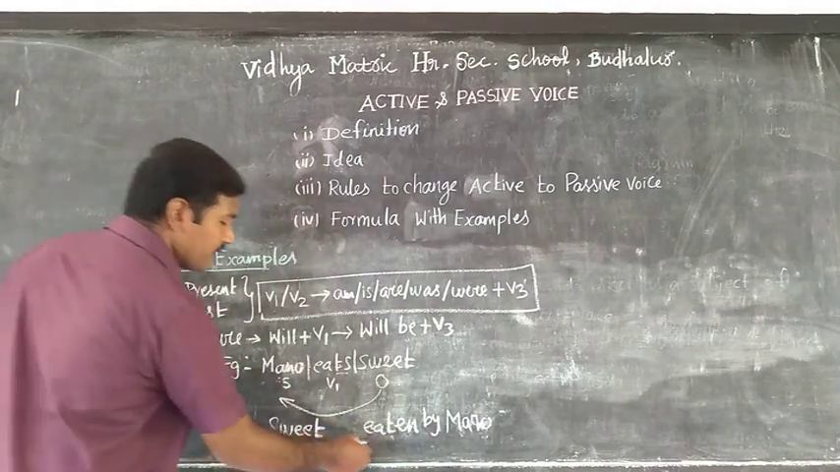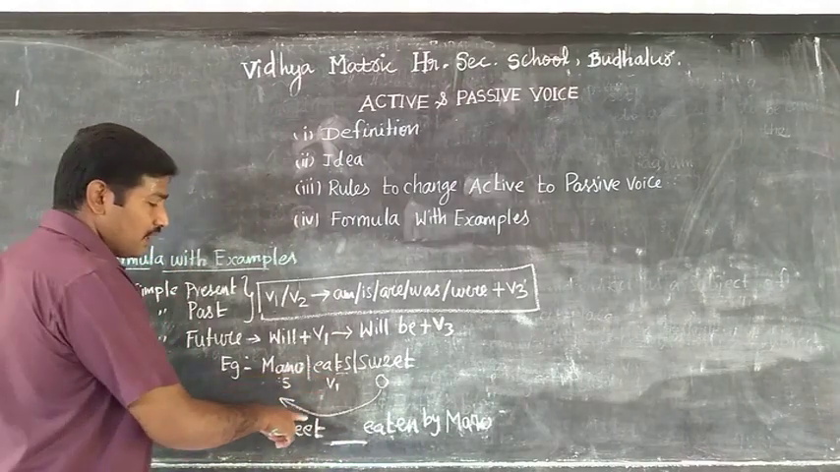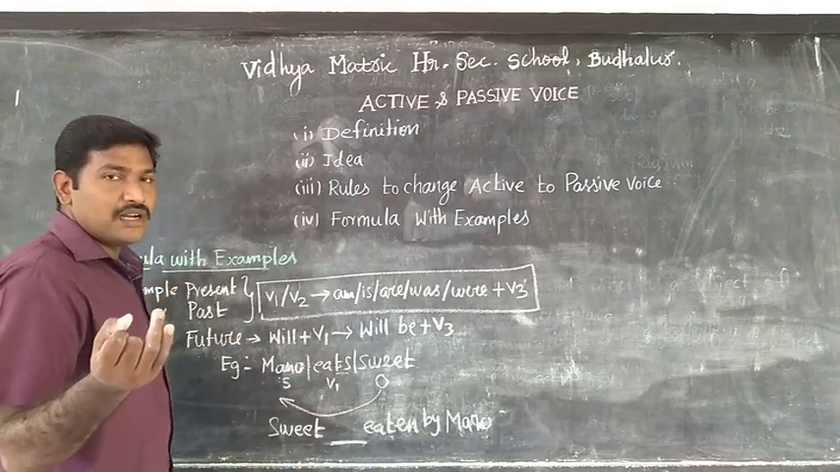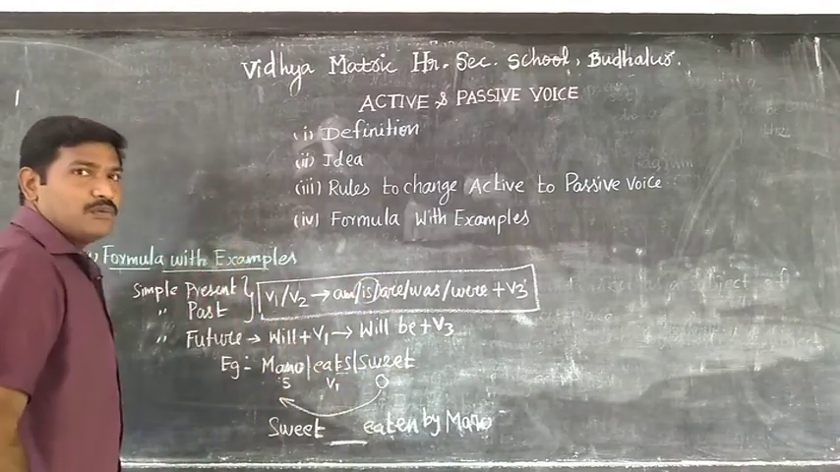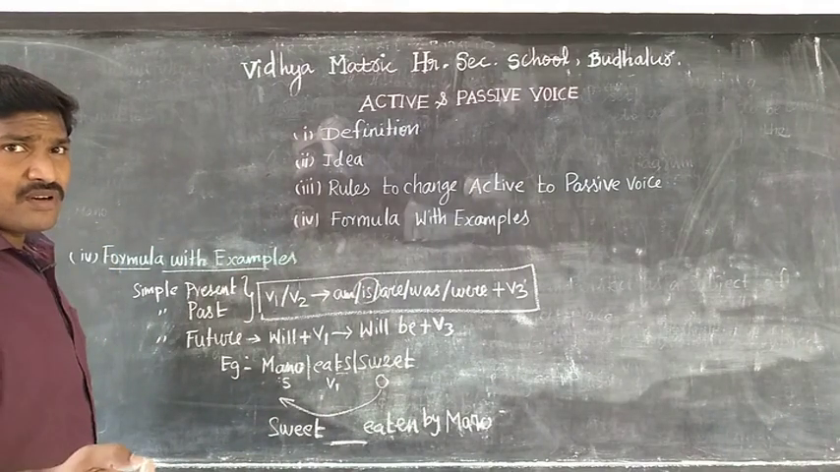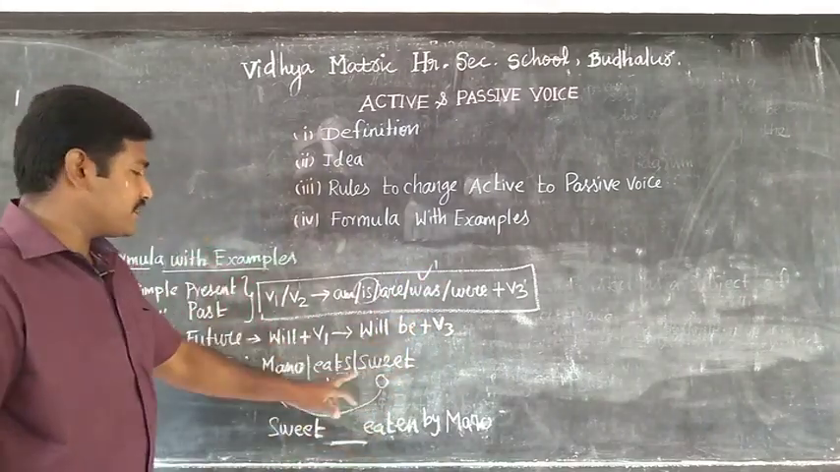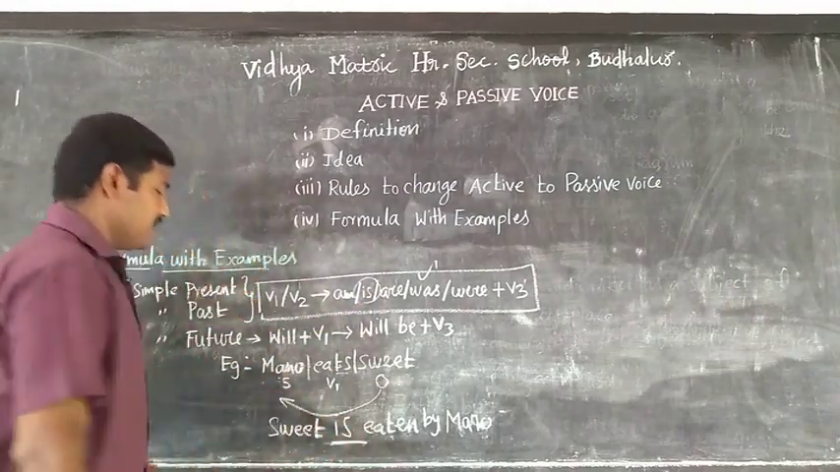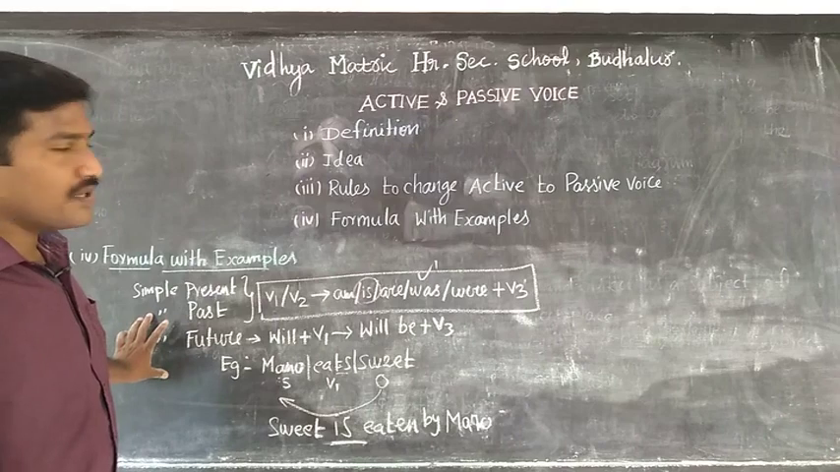What should we fill up in that dash? The sentence is in present tense. Eats is the present tense, and also sweet is singular. So the verb for singular and present tense is what? Is. What is the verb for a singular subject in past tense? Was, you know. Here the sentence is present, so we should use is as the verb. So we changed it: Sweet is eaten by Mano. Very simple change using the simple formula.